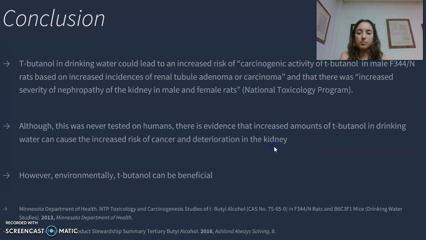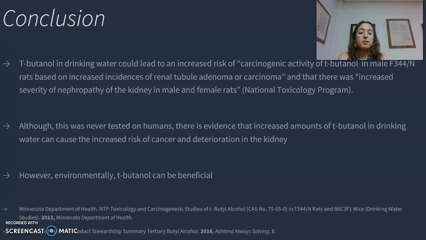Okay, so now we're going to take those and look at what that means for the humans and the environment. So T-butanol in humans has not been tested, but it has been tested on lab rats. So in lab rats, there was failure with the kidney, and it just overall had a negative impact. But since it was never tested on humans, there's still evidence that an increased amount of T-butanol can cause increased risk of cancer and deterioration of the kidneys.